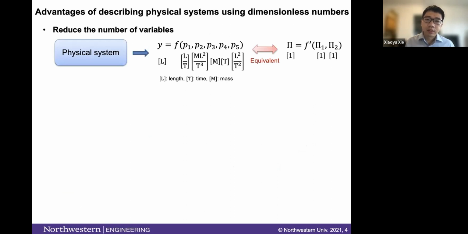The first one is that it can reduce the number of parameters, or variables. For a physical system with one physical quantity of interest, like y here, and 5 input parameters, each parameter has its own dimensions based on its physical meaning. It is equivalent when we reformulate this equation into a non-dimensional form, and we can find the number of input parameters reduced.